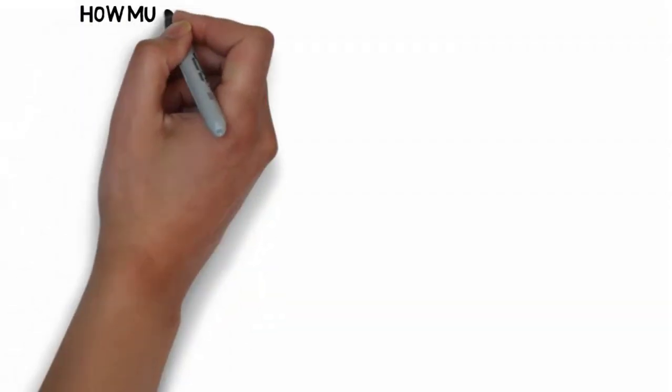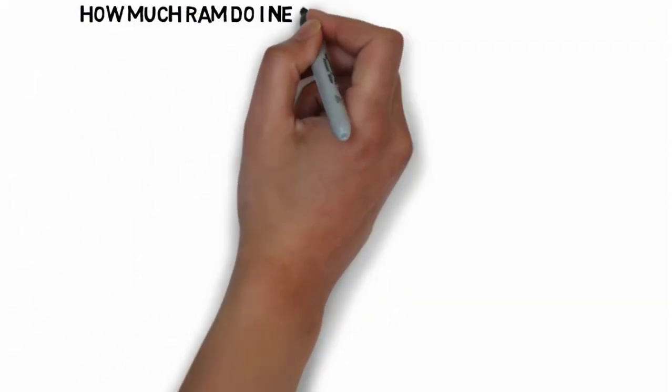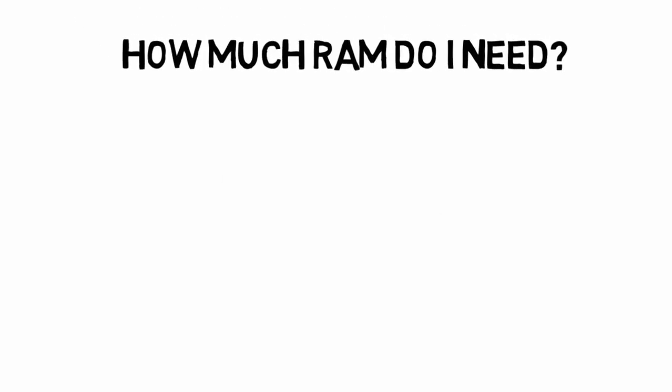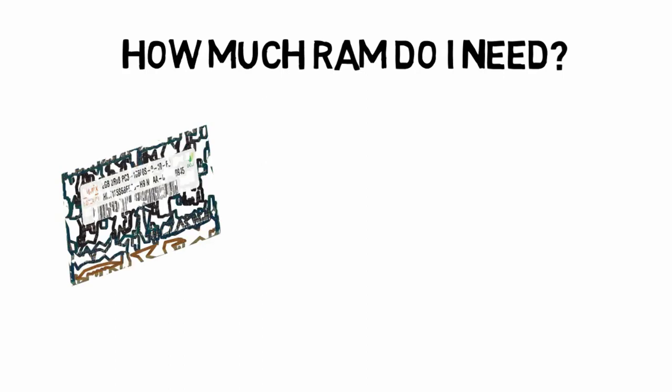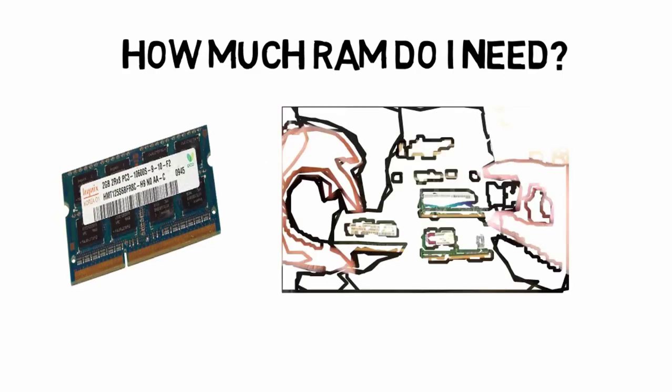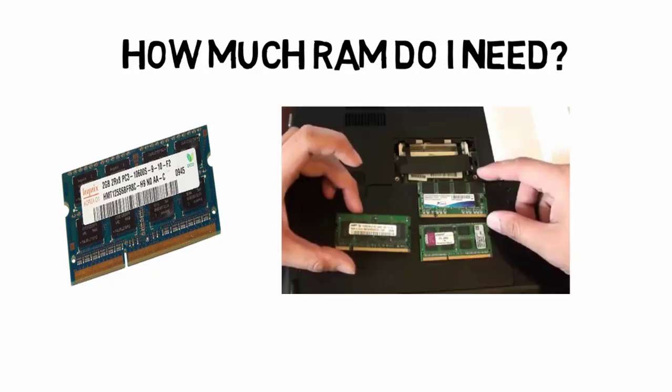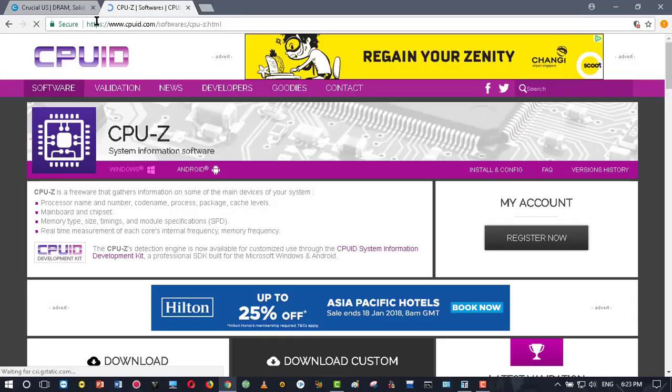Second, how to know what type of RAM do I need, like type of RAM. For example, DDR, DDR2, DDR3 or DDR4. Amount of MHz supported by your laptop. Physical size. SODIMM for laptops.